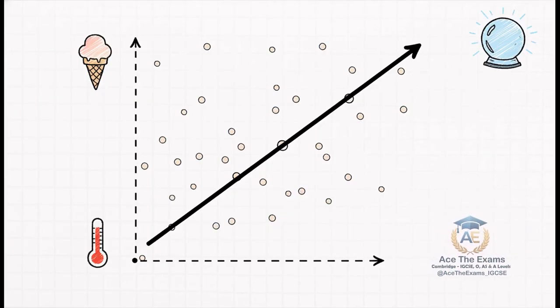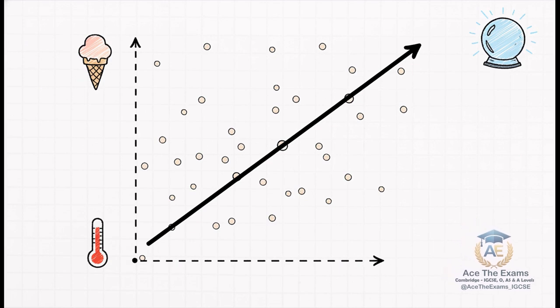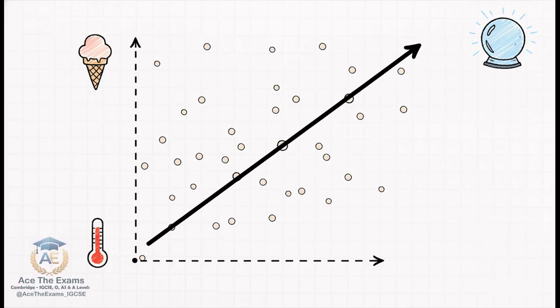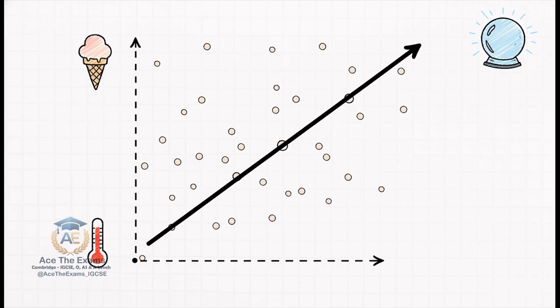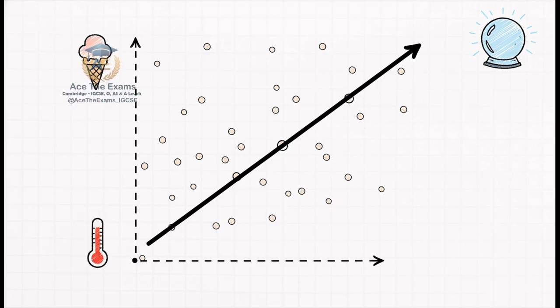So how do we actually do it? It's incredibly straightforward. Let's say we want to estimate sales for a 20-degree day using our ice cream graph. You simply find 20 on your x-axis, draw a straight line straight up until you hit your line of best fit, and then trace exactly across to the y-axis to see the predicted sales figure. Just like that, you've turned a scattered history of past data into a literal crystal ball for the future.